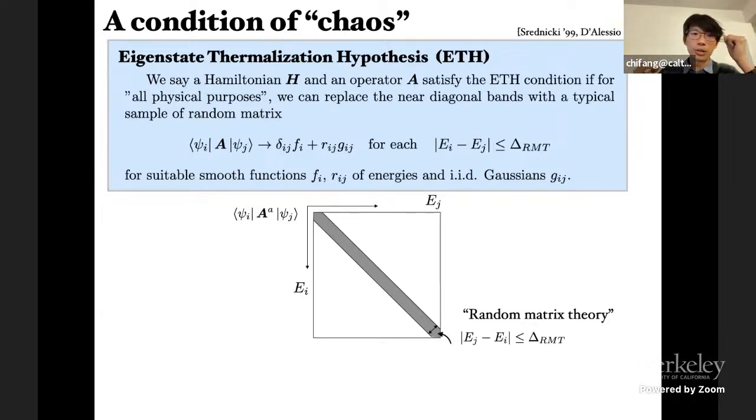This condition holds if, for all physical purposes, we can replace the near-diagonal band with a typical sample of a random matrix. Morally, you have some very complicated looking matrix, and the physicists just say, why not treat all of them as random samples from a random matrix? Mathematically, this might feel a little awkward in terms of what we really mean by replace, but operationally it just means that when you do the calculation, you treat these entries as samples of Gaussians. It allows you to do calculations, and in fact lots of physics calculations are done in this way.